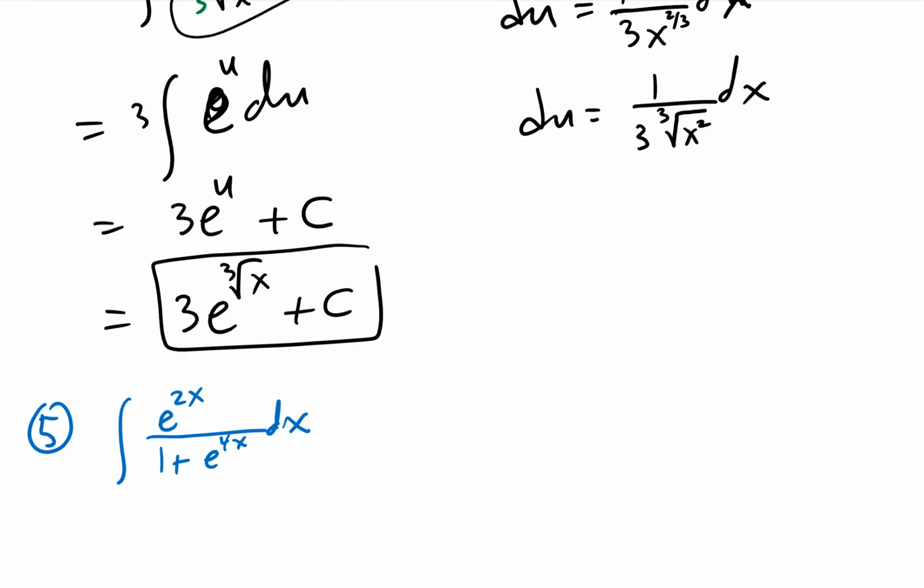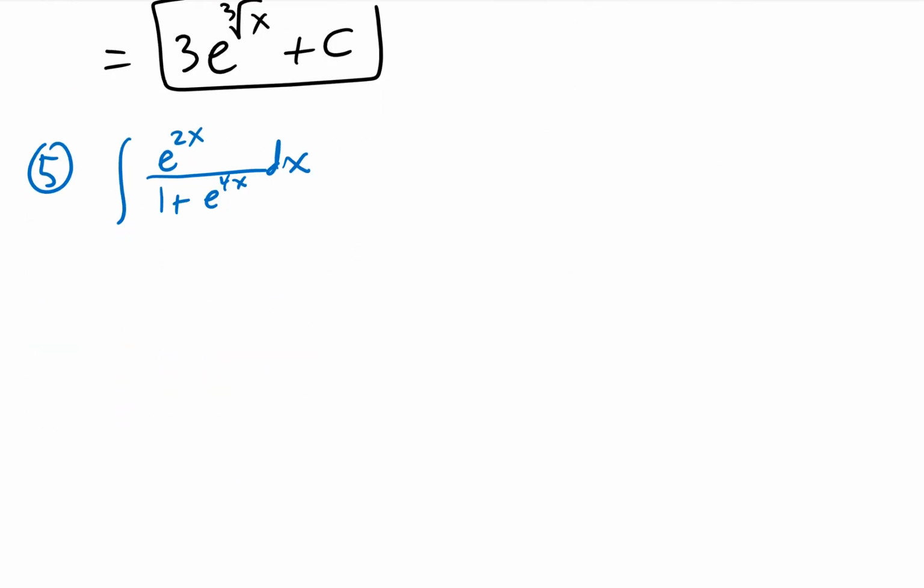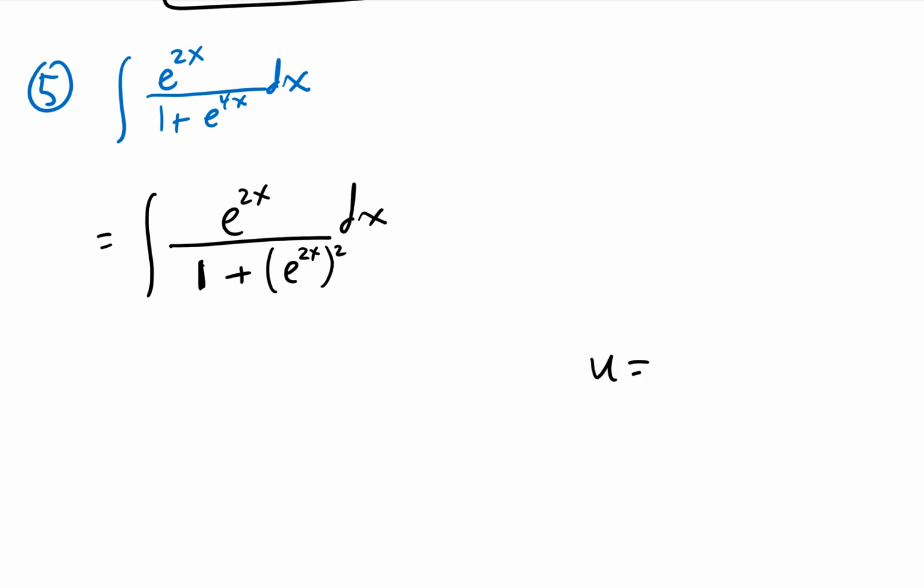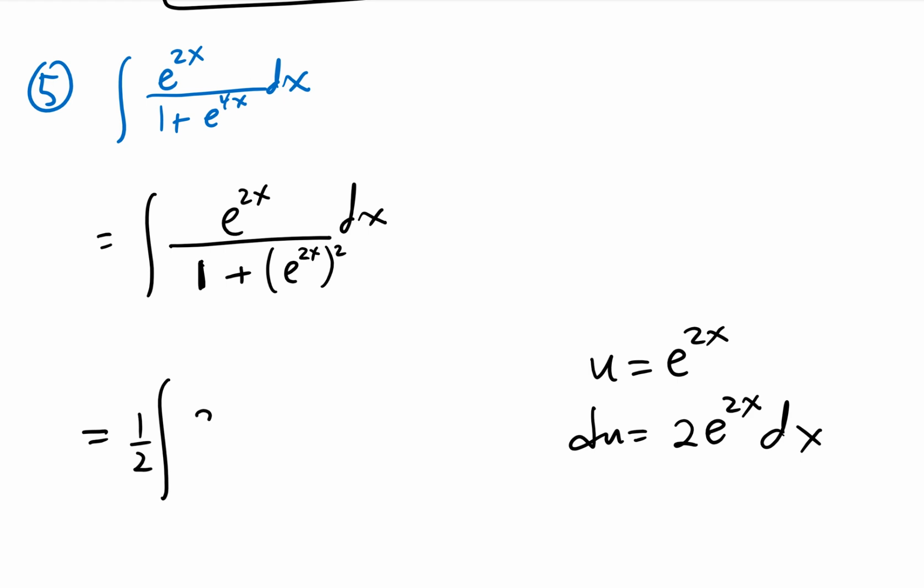For the next one, number 5, we can rewrite it. Looks like 1. 1 is a sign for me that tells me, hey, maybe you can use tan inverse. So I rewrote the e to the 4x as e to the 2x squared. And then we can take u to be e to the 2x. So du is the derivative of this, 2e to the 2x dx. So I'm missing 2 on the top, so we're going to do 1/2 here and 2 on the top.